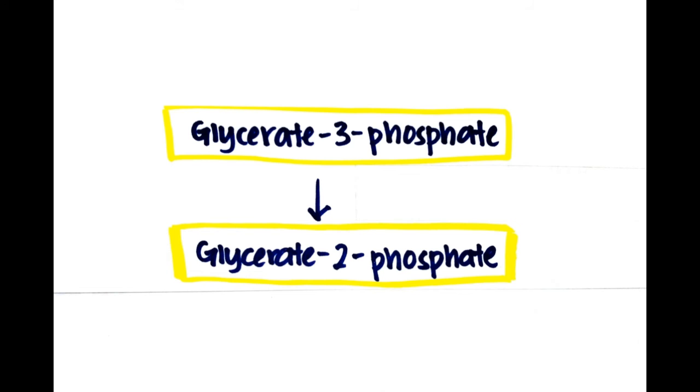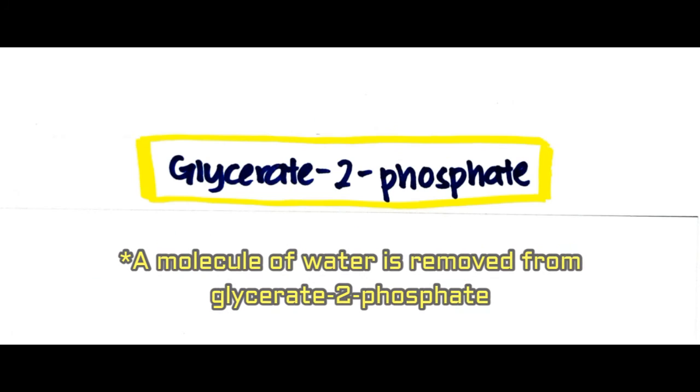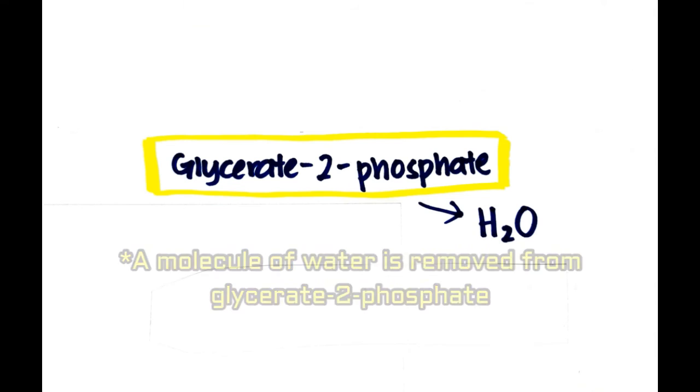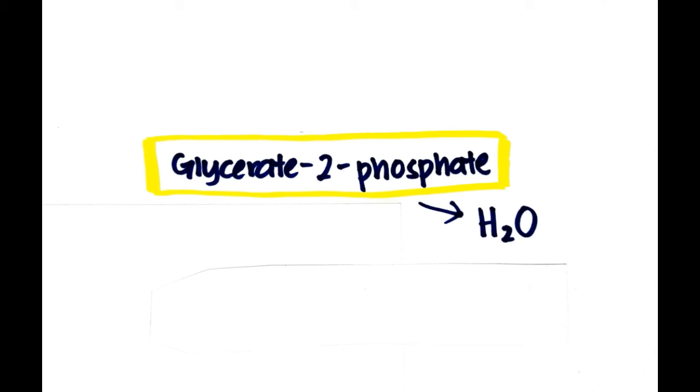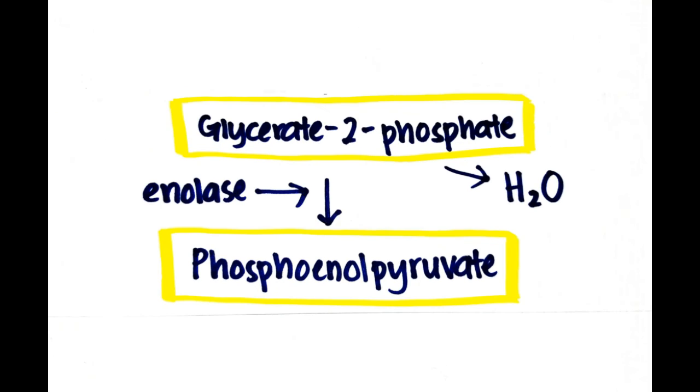The phosphate group is shifted. This reaction is catalyzed by phosphoglyceromutase. Water is removed from glycerate 2-phosphate, which results in the formation of a double bond. The product formed is phosphoenolpyruvate. This reaction is catalyzed by the enzyme enolase.